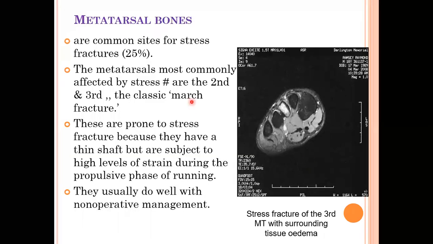Metatarsal bones are common sites for stress fracture, about 25%. The metatarsals most commonly affected by stress fracture include the second and the third metatarsal bone, the classic march fracture. These are prone to stress fracture because they have a thin shaft but are subject to high levels of strain during the propulsive phase of running. They usually do well with non-operative management. This is a case of stress fracture of the third metatarsal bone surrounded by tissue edema.